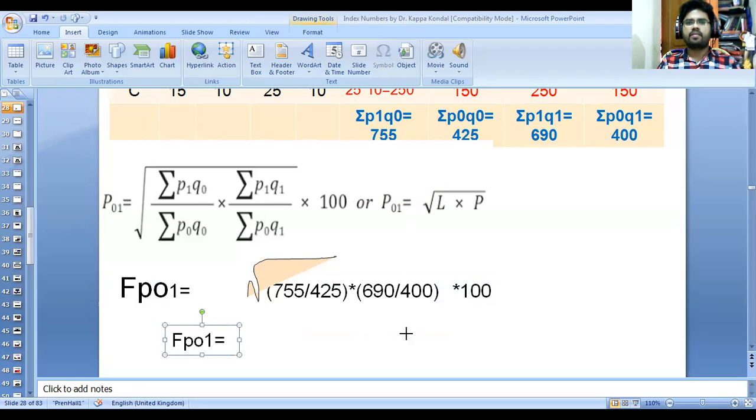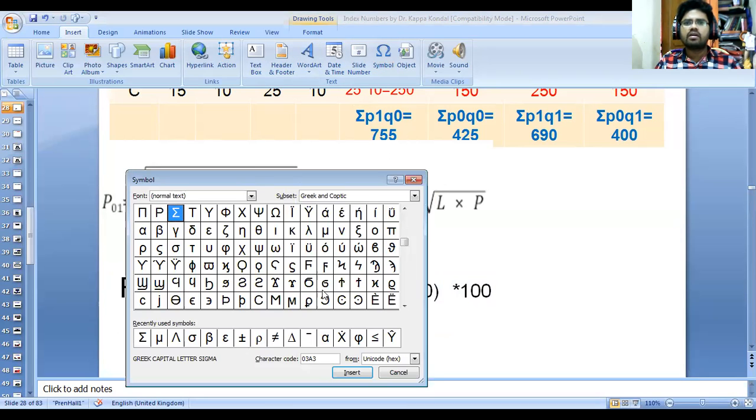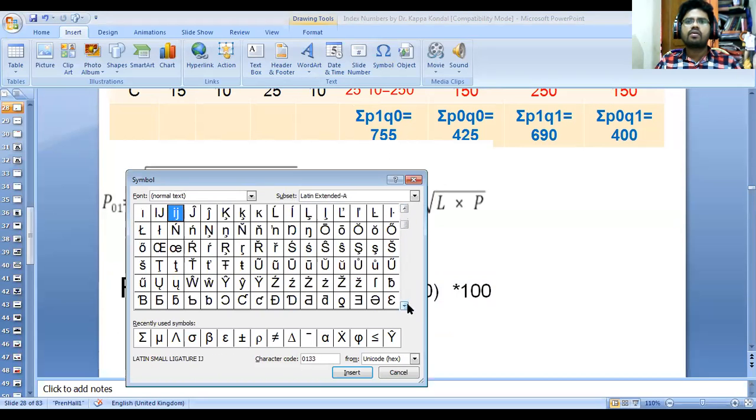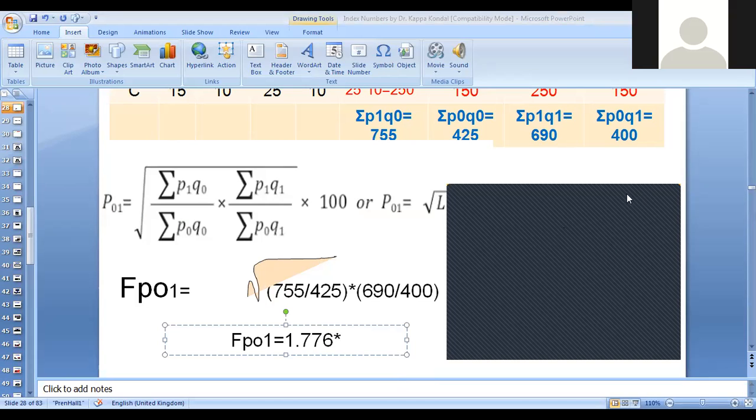Then see here, I'm not going to put that under root because it is not enabled; if time permits we will get to it from here. So when you cancel 755 by 425, how much are you going to get? 1.776, I think, right? Into 690 by 400, that is 1.725, right?